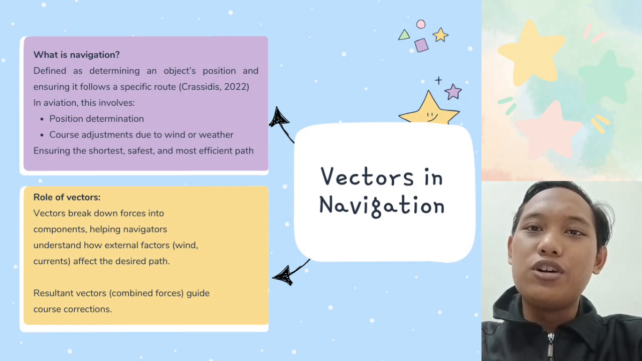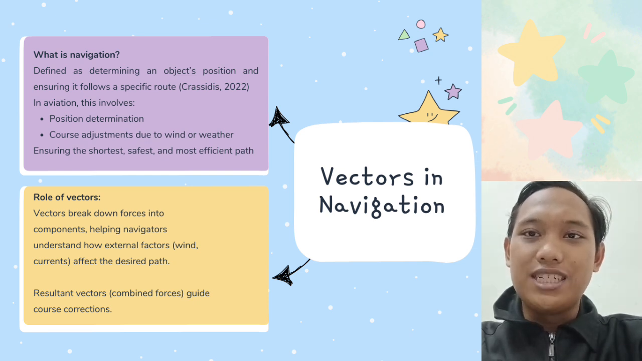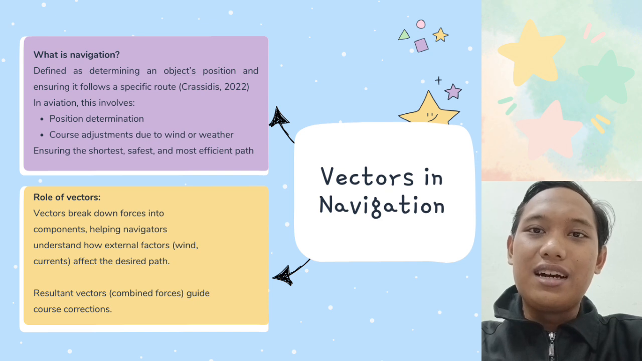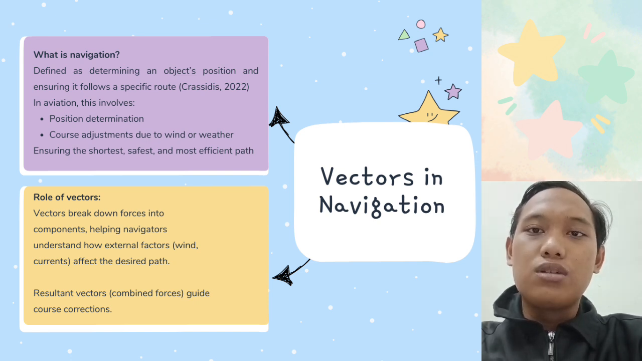Now, let's explore the role of vectors in navigation. When an aircraft or a ship moves, it is rarely a straightforward journey. There are external forces at play, such as wind, ocean currents, or even the rotation of the Earth, that can push the vehicle off course. Vectors help us break down these forces into smaller, more manageable components, allowing navigators to calculate the actual path taken.